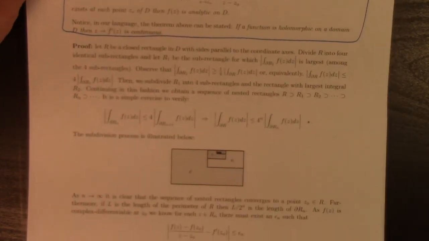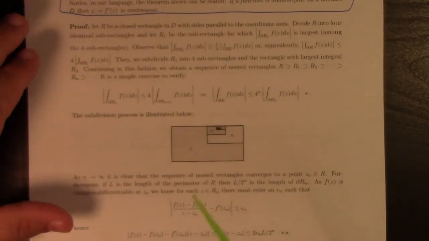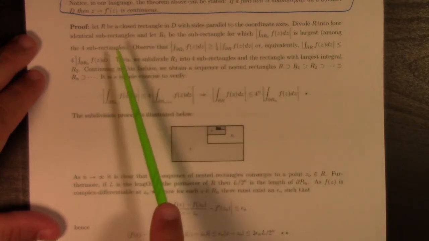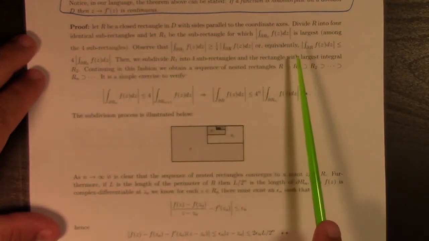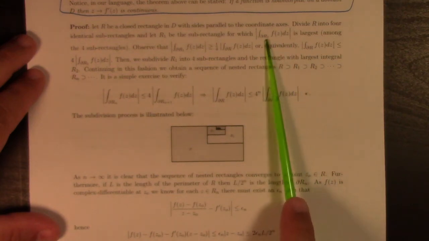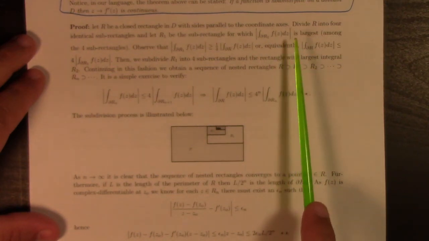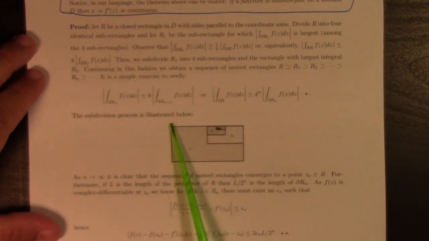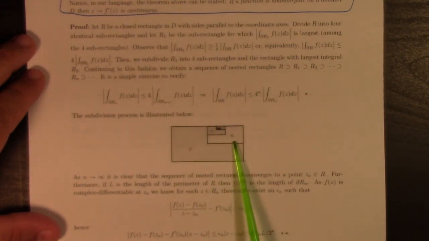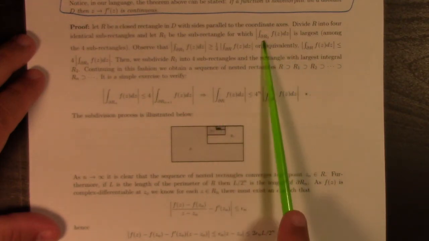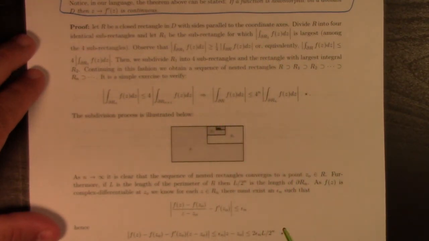So let R be a closed rectangle. Sides parallel to the coordinate axes divide it into 4 subrectangles. And let R1 be the subrectangle for which the integral around the boundary of R1 of f of z dz is largest amongst the 4 rectangles. So we take this rectangle, divide it into 4 subrectangles, and say R1 is the one in which the integral around the edge of f of z dz is the largest.